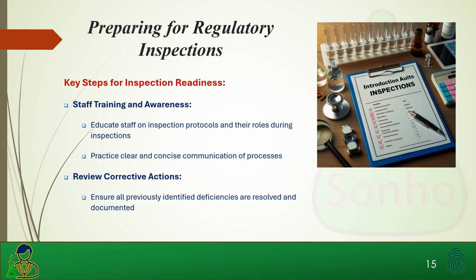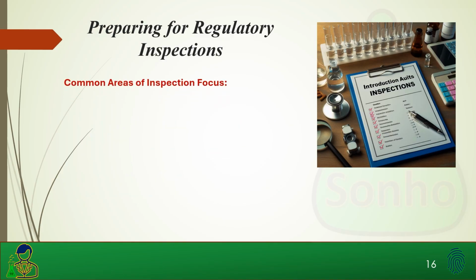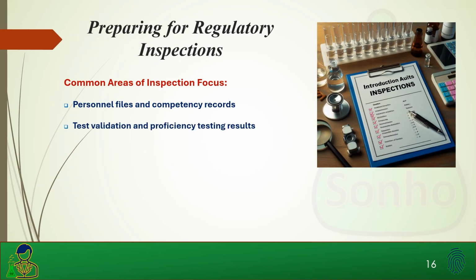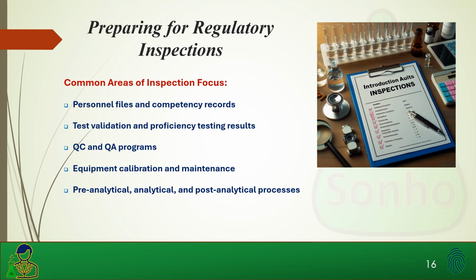Common areas of focus: personnel files, test validation and proficiency testing, QC and QA programs, equipment calibration and maintenance, pre-analytical, analytical, and post-analytical processes. This is often going to be dug into by the SOPs. The SOPs will list out the pre-analytical, the analytical, and the post-analytical processes. So from beginning to end, the sample's life through the laboratory should be documented, and we should know overall what a sample will experience as it goes through the laboratory.